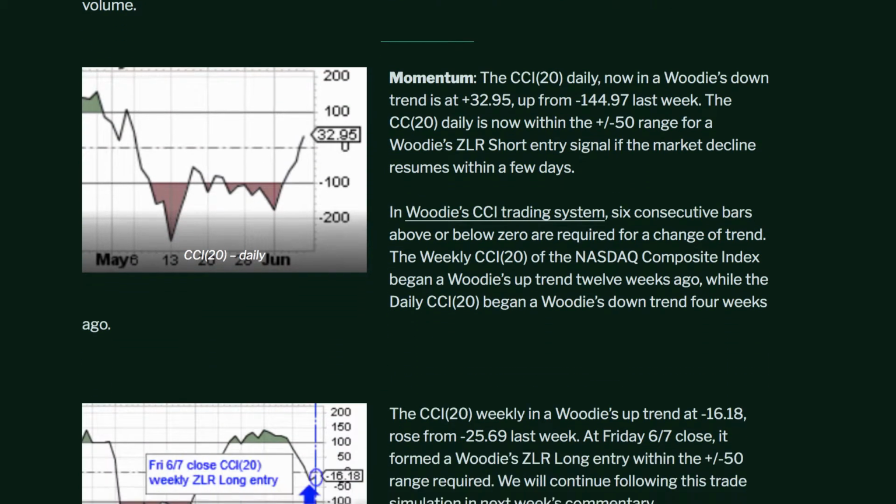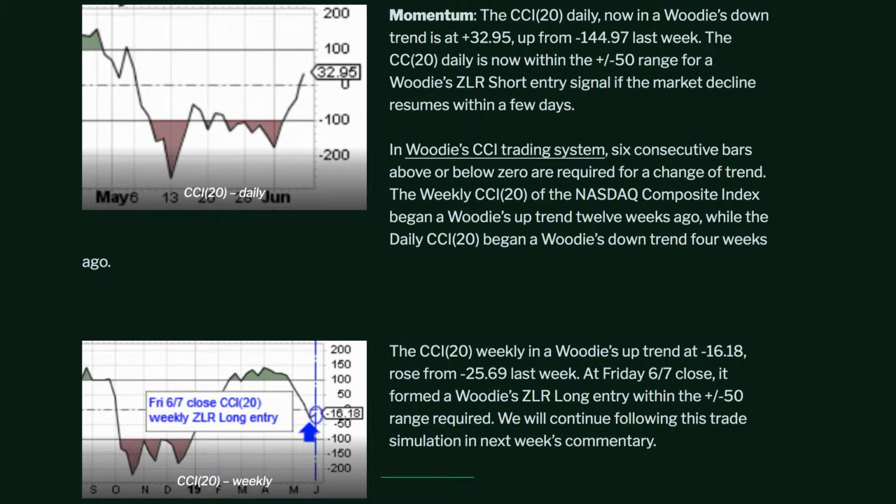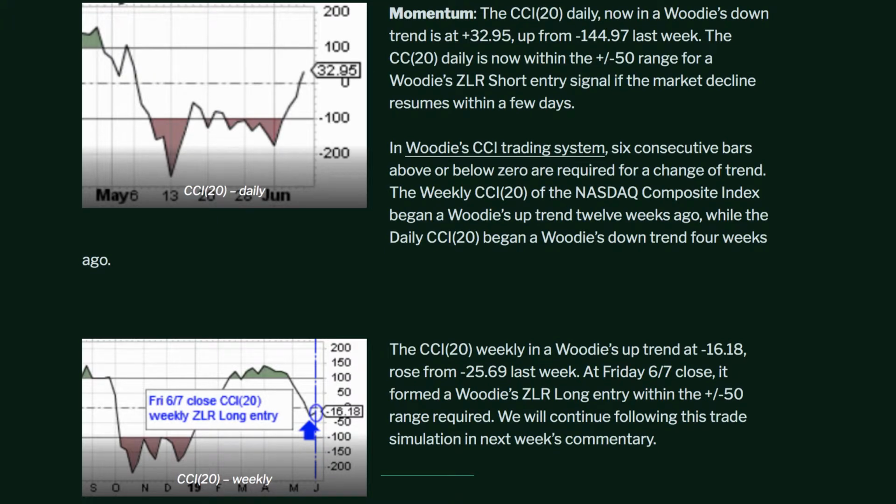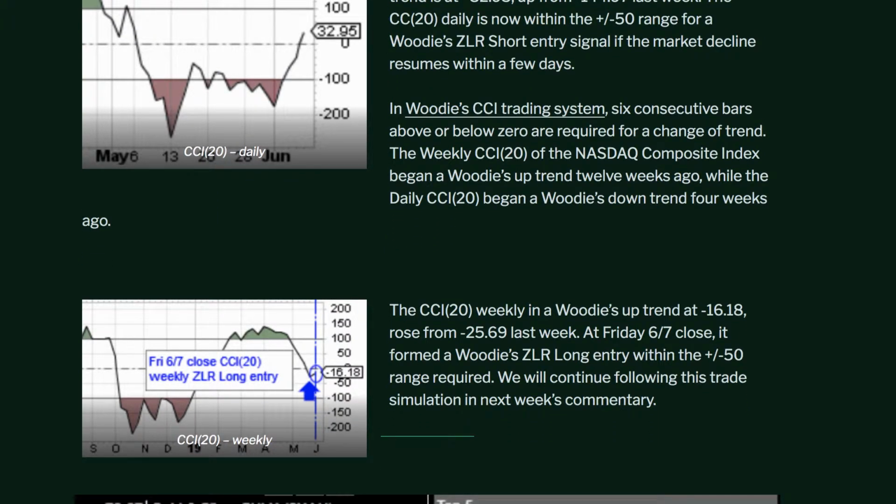Momentum. The CCI 20 daily, now in a Woody's downtrend, is at a positive 32.95, up from negative 144.97 last week. The CCI 20 daily is now within the plus or minus 50 range for a Woody's zero-line reject short entry signal if the market decline resumes within a few days. In Woody's CCI trading system, 6 consecutive bars above or below zero are required for a change of trend.